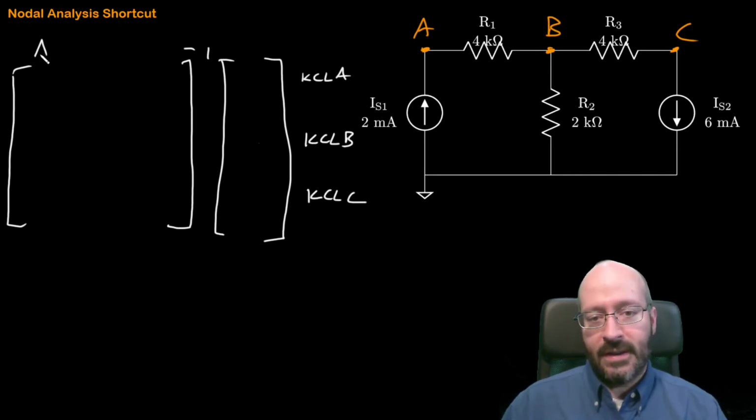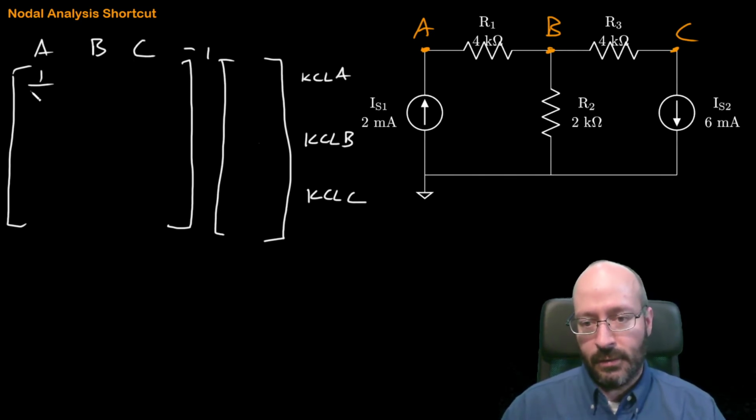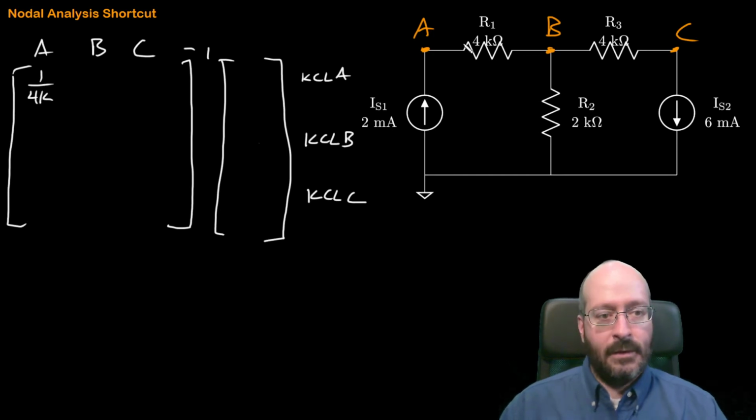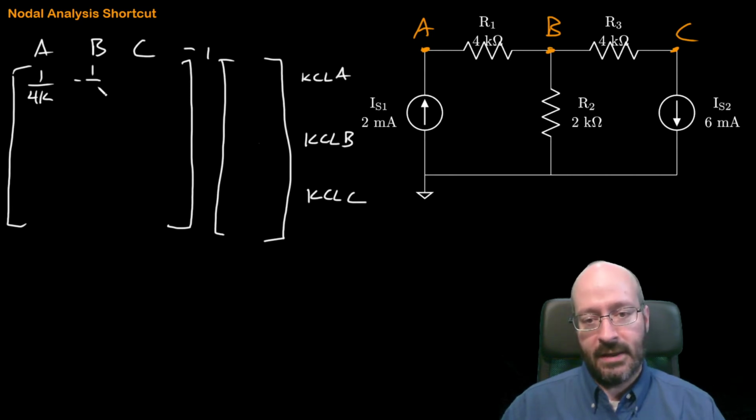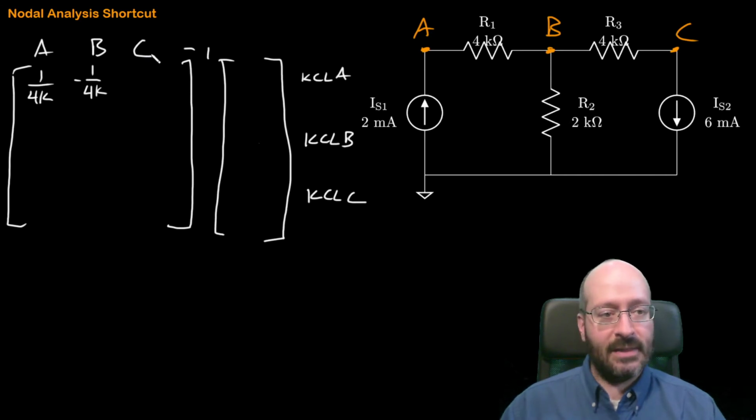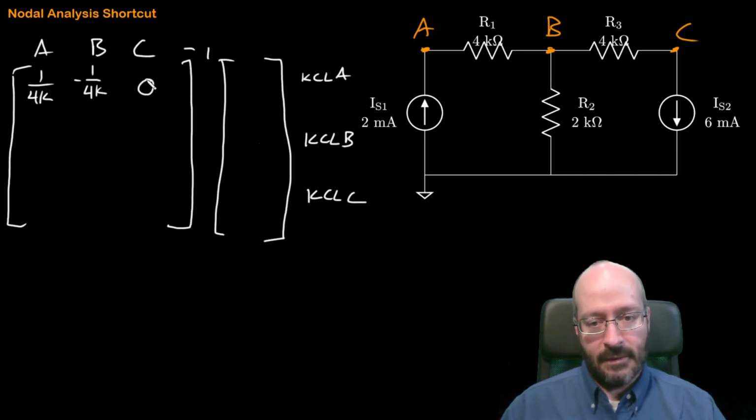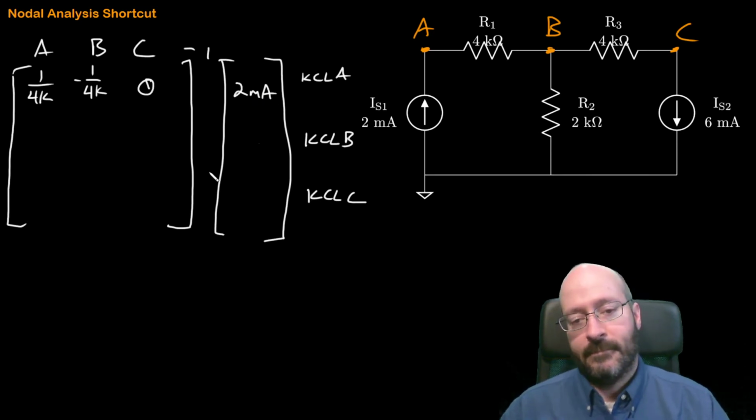Okay, so what's connected to A, B, and C? What's connected to A? That's the only question we're asking here, so it's 1 over 4K. What's connected to A that's also connected to B? Since I said also, it's going to be negative 1 over 4K. What's connected to A that's also connected to C? Nothing. 2 mils is going in, so it's going to be positive 2 mils.